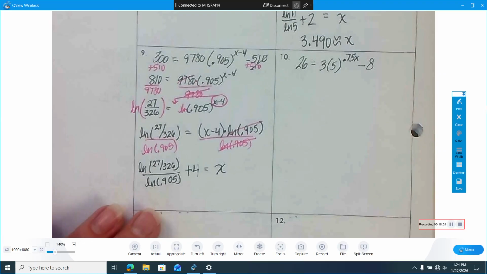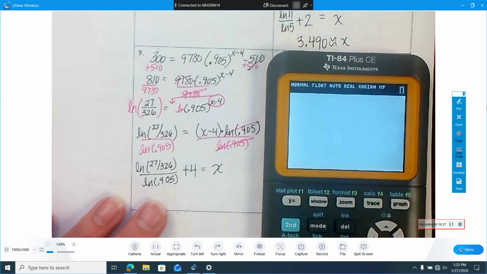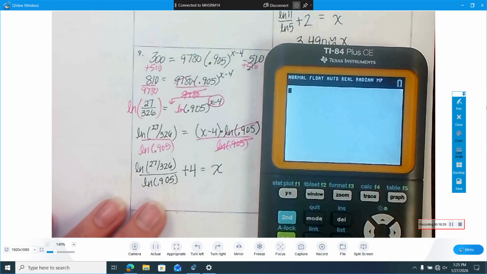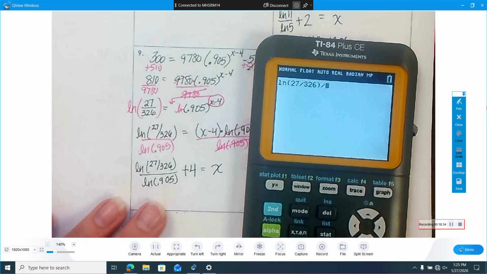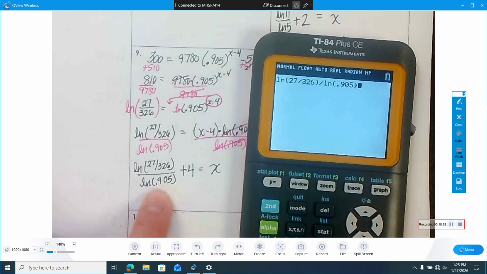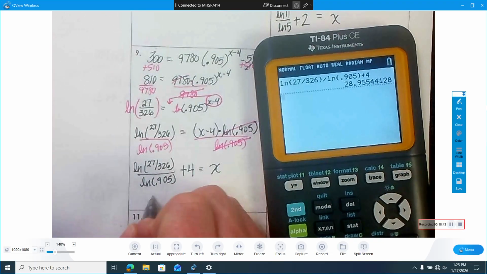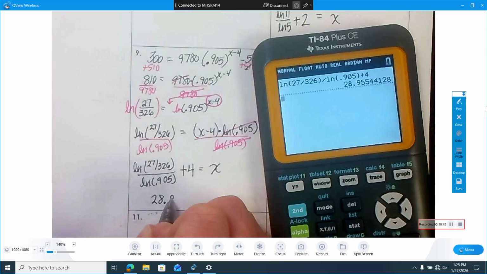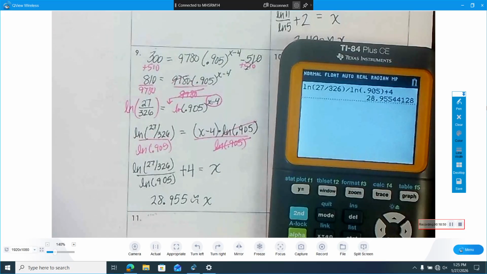It is perfect. It is beautiful. You're not going to crash into the Mars rover or into Mars because this is exact. All right? You go and you round stuff off. It just messes everything up. So there is my big old first fraction, and then my plus 4, and I get 28.955 approximately. Nice. Crazy, huh?